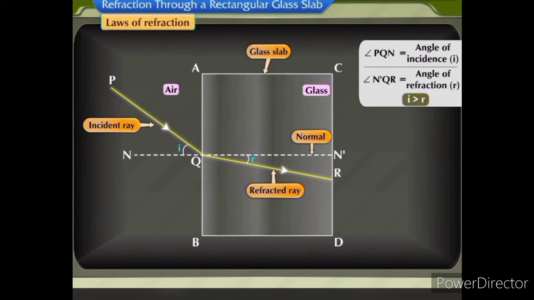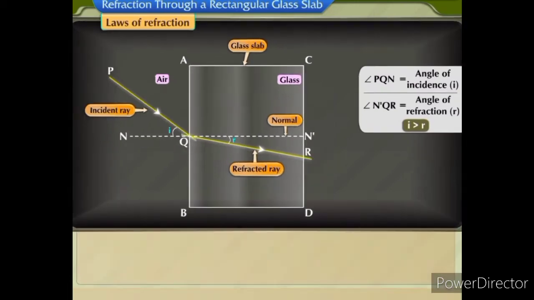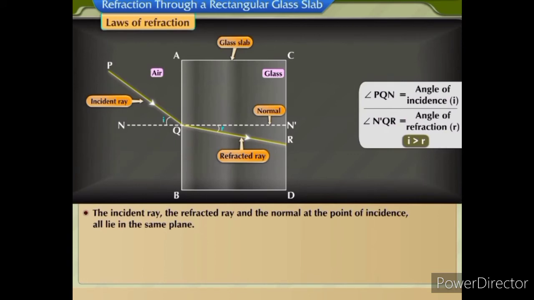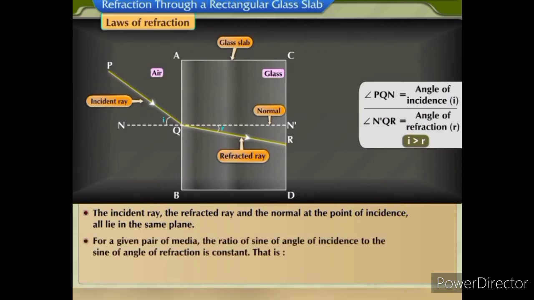The refraction takes place according to the laws of refraction, which are: the incident ray, the refracted ray, and the normal at the point of incidence all lie in the same plane. For a given pair of media, the ratio of sine of angle of incidence to the sine of angle of refraction is constant. That is, sin i upon sin r is equal to constant. This constant is called the refractive index of the second medium with respect to the first medium. It is denoted by n.